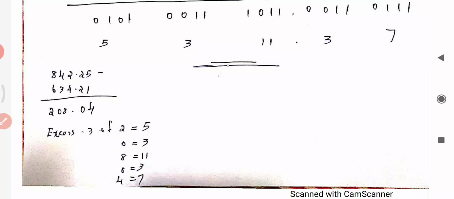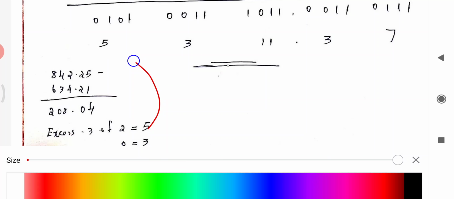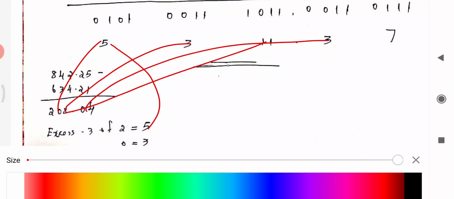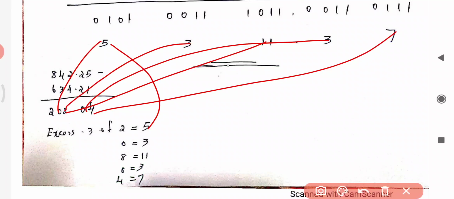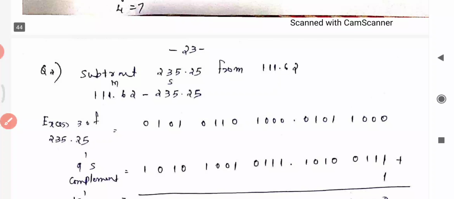The corresponding XS3 code is, the XS3 code of 2 is 5, and 0 is 3, 8 is 11, again 0 is 3, and 4 is 7. Here is the answer.